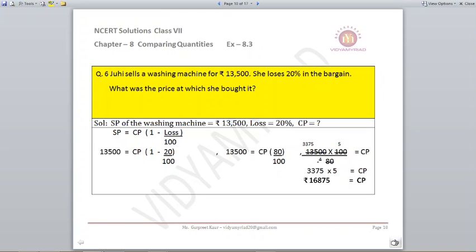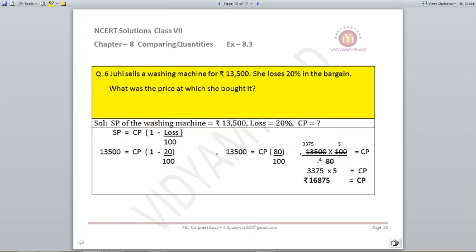Now selling price is equal to CP into, when it is profit we do plus profit, whenever it is loss we will do minus. So minus loss upon 100. So let's put the values in it. We know the selling price, 13,500, is equal to CP, we don't know, so we will write CP only, multiplied by 1 minus 20 upon 100. You get 13,500 is equal to cost price into 80 upon 100. Why did I write 80 upon 100? Take the LCM. 100 minus 20 upon 100, that is 80 upon 100.